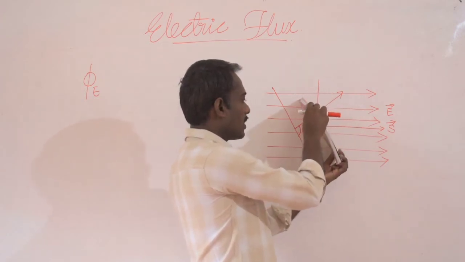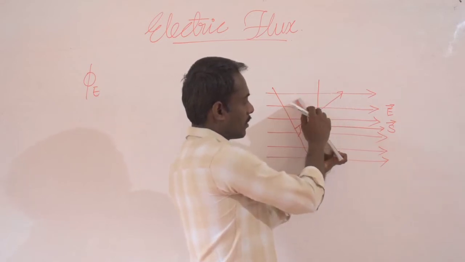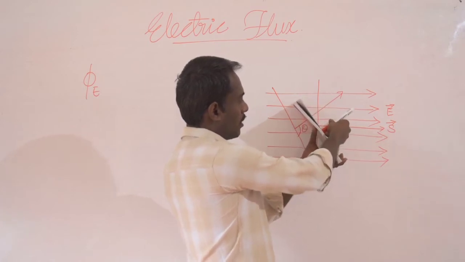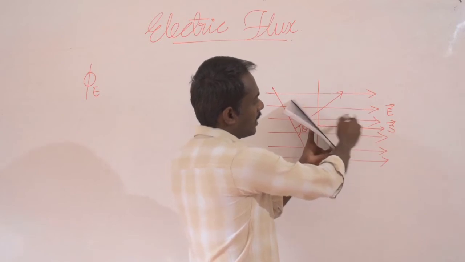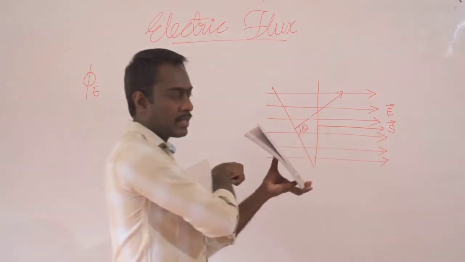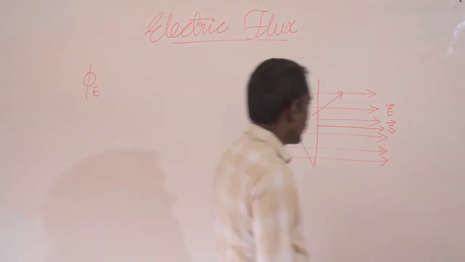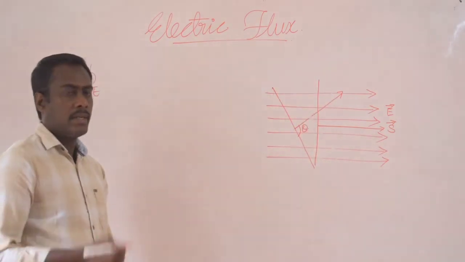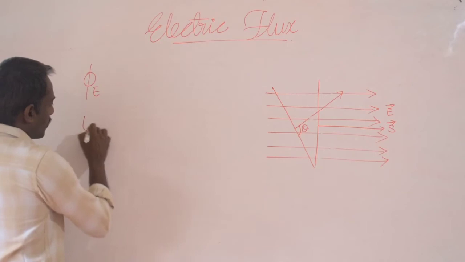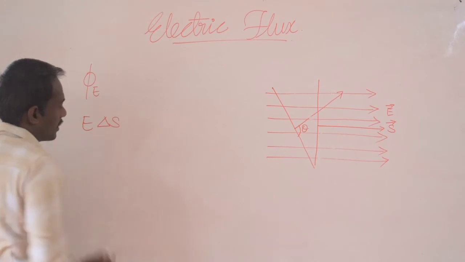And now this area is tilted slightly, and this is the area vector, and when tilted it makes an angle with the electric field lines. So now the number of electric field lines crossing that area will be less than in the previous position. This number of electric field lines crossing the area element is proportional to the electric field and the area element delta S.